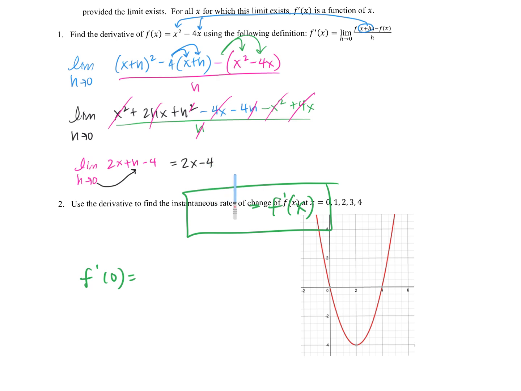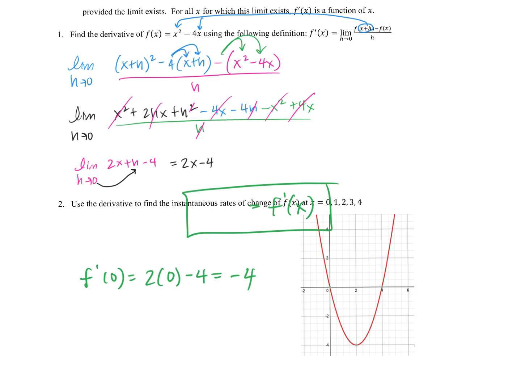So f prime of 0, you're so right. If I plug in a 0 right there, that'd be 2 times 0 minus 4. And what'd you get? And at 0, does that slope look like it could be negative 4? Sure. You just found the slope of that tangent line.